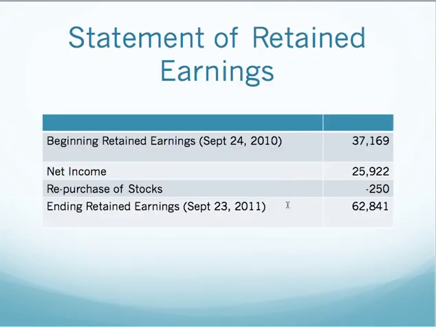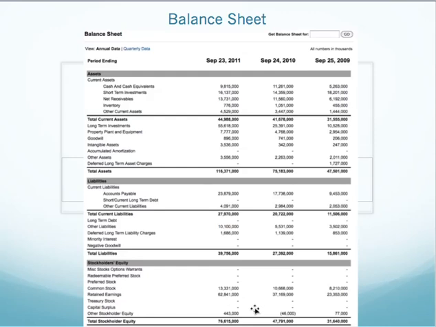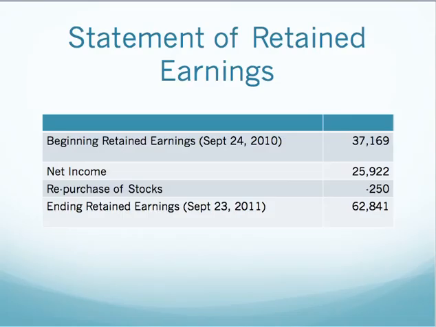Also, notice that the beginning and the ending retained earnings come from the balance sheet. And here they are here, 37,169, 62,841. In this case, they had one other item in there that was for the repurchase of stocks to be used for compensation for employees. Now, we won't get into that, but this essentially tells what has happened to all the earnings that it has made through time.